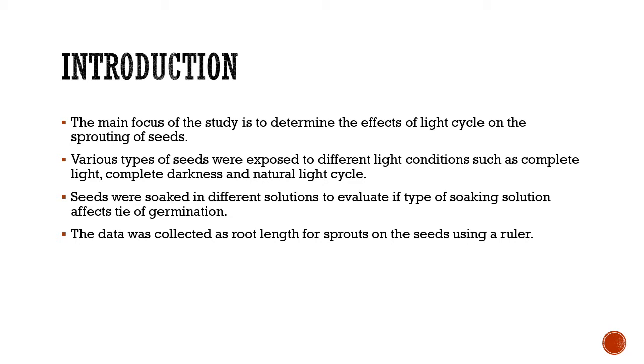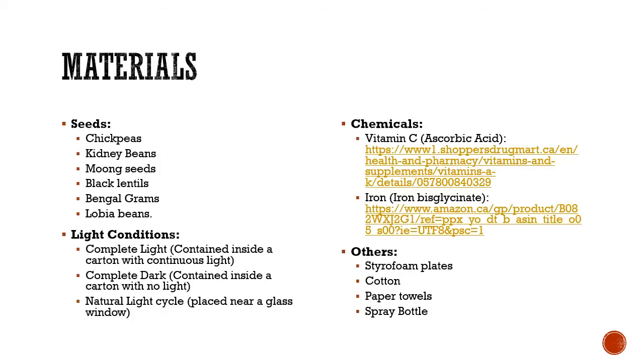The data was collected in the length of roots sprouted after 5 days. The data was collected using a simple ruler. These are the materials that were used in the study. For this particular fourth trial, we used mung beans, bengal grams, and lobia beans only. The soaking solutions used were water and ascorbic acid.